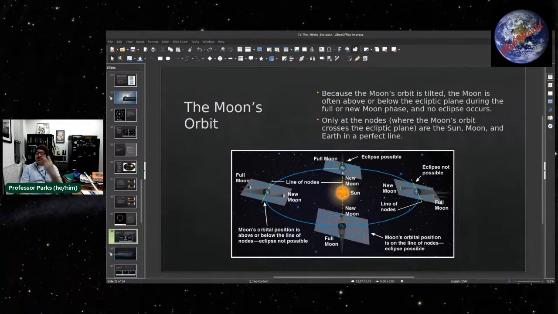So at least 2 lunar eclipses occur at some point in a year, and 2 solar eclipses occur at some point in the year. Sometimes you can sneak in a 3rd solar eclipse, but usually it's 2 and 2, the way the cycle works.